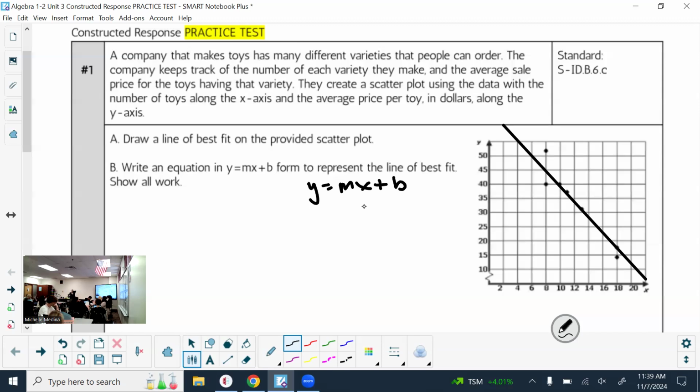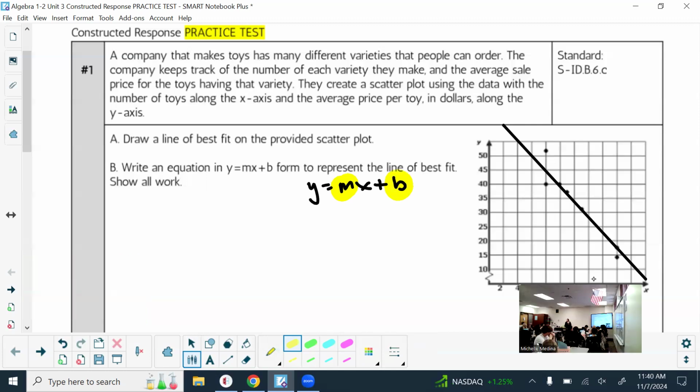In y equals mx plus b, what is usually replaced with numbers? The m and the b. So when I say I want an equation in y equals mx plus b, I need you to estimate the slope and y-intercept. Typically, the slope we start with, because if the y-intercept is not visible, then you need the slope to estimate it. And how do I estimate the slope? How do I estimate the slope?